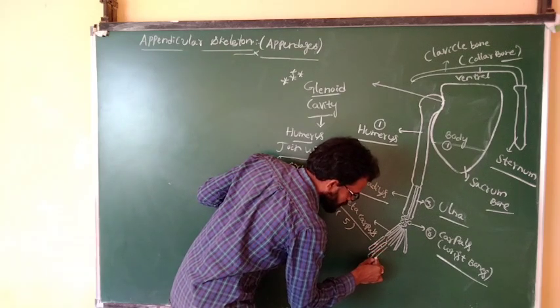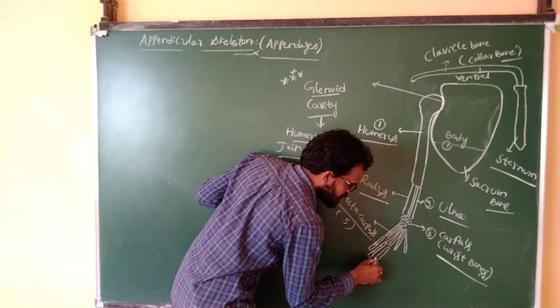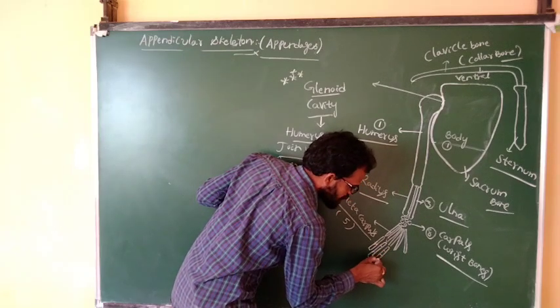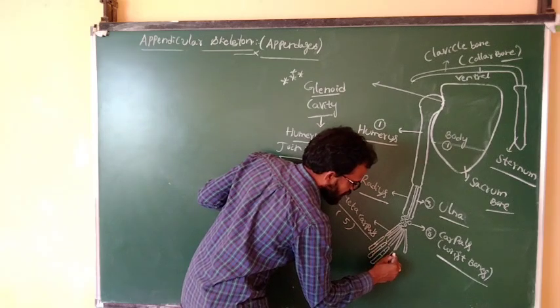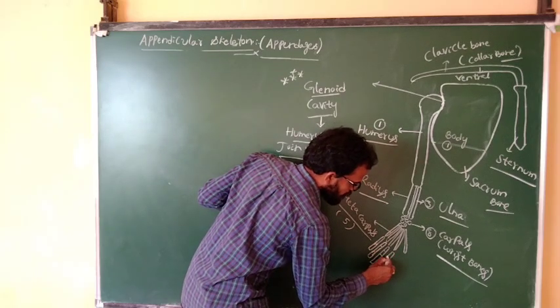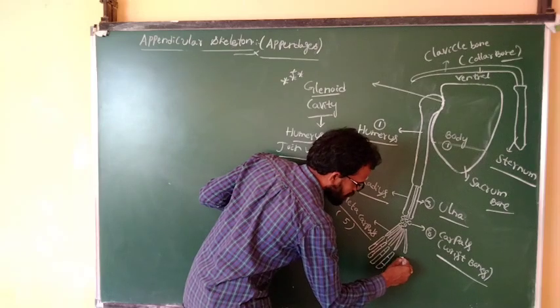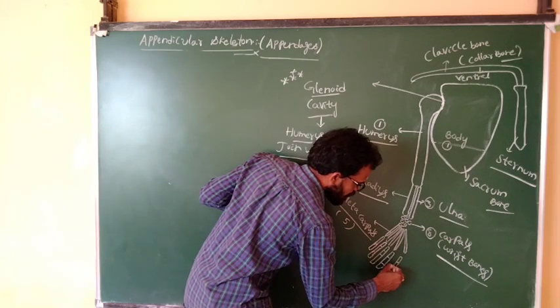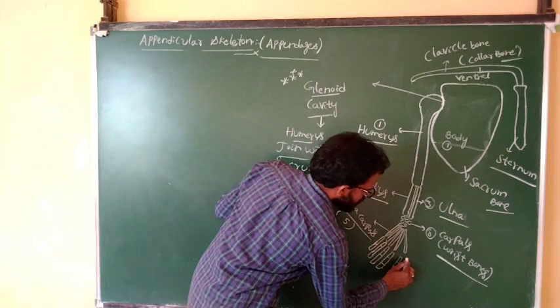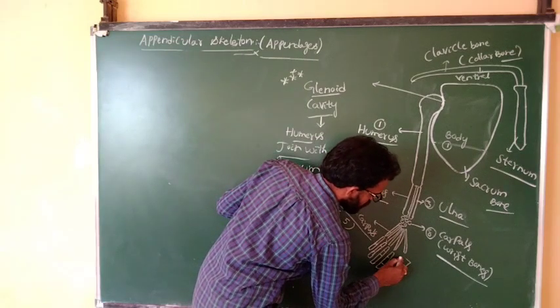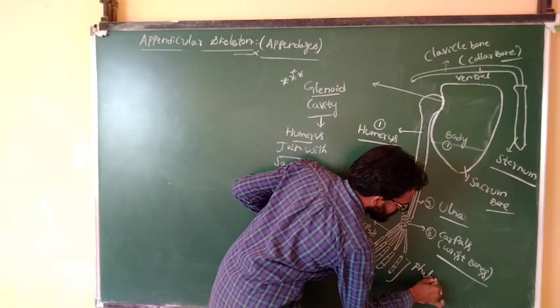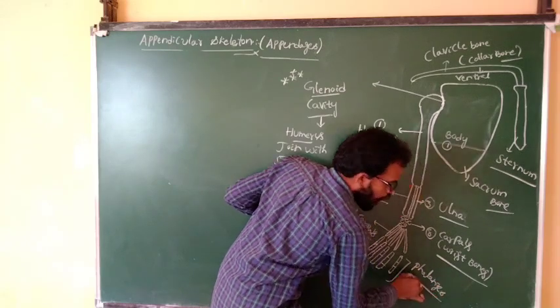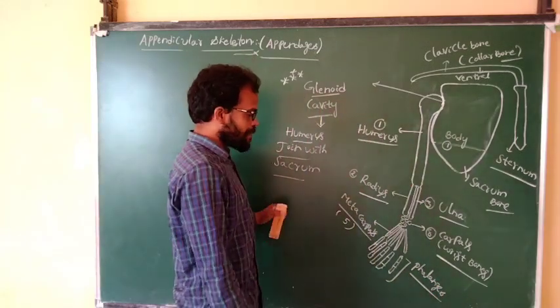index finger. After the index finger, that is the middle finger. Next one is the ring finger. Next one is nothing but the little finger. These are the bones, nothing but phalanges. How many phalanges are present?